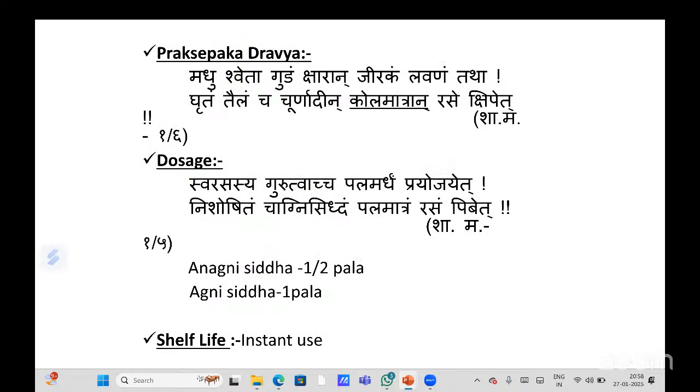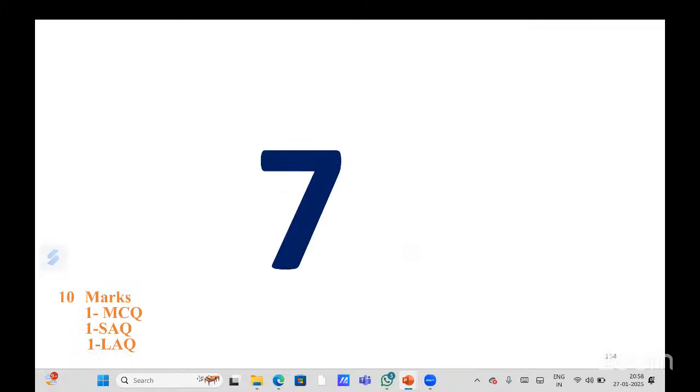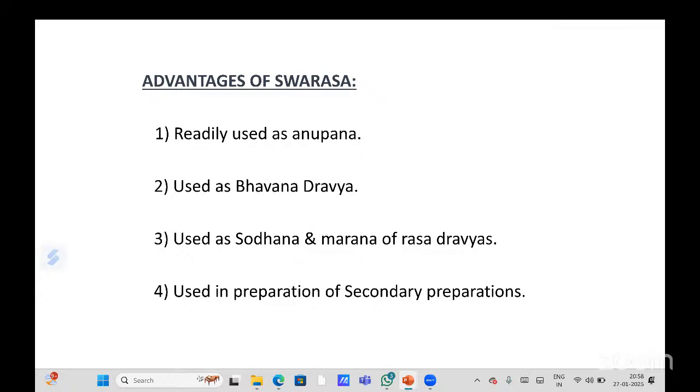Okay. So next, Prakshepaka Dravyas, you have to write the dose. Here the dose of Anagnisiddha is half pala, and Agnisiddha is 1 pala. Self-life: in these, all Panchavidha Kashaya Kalpanas are for instant use. Okay. And the advantages of Swarasa: readily used as Anupana, used as Bhavana Dravyas, used in the Shodhana and Marana of Dravyas, and used in the preparation of secondary preparations. Okay. So this is in relation to the Swarasa Kalpana.